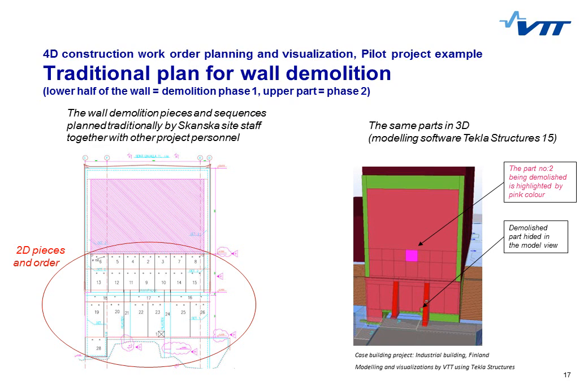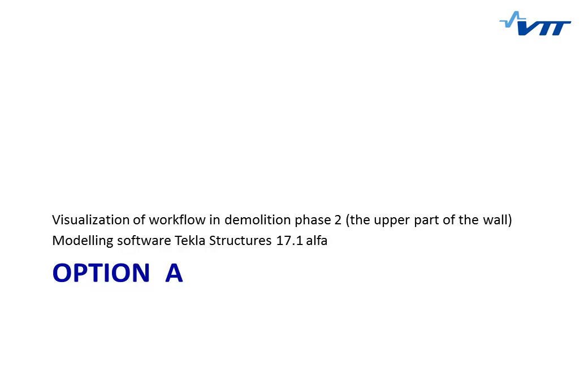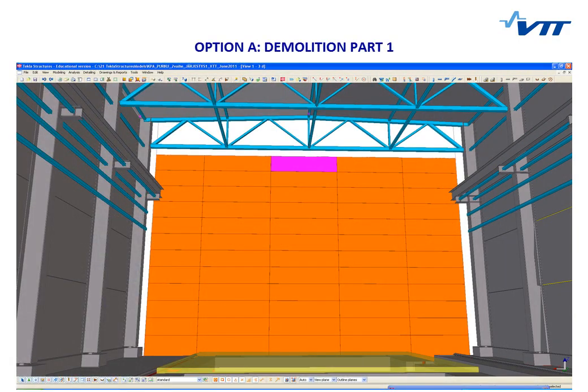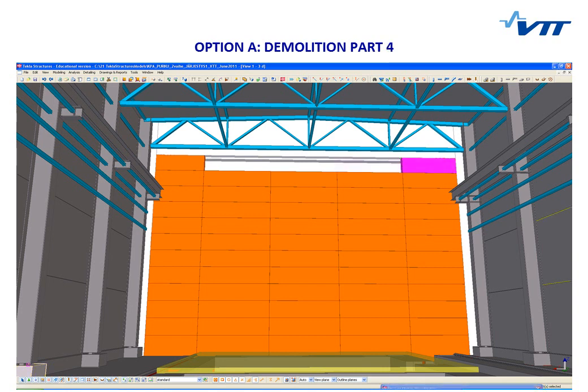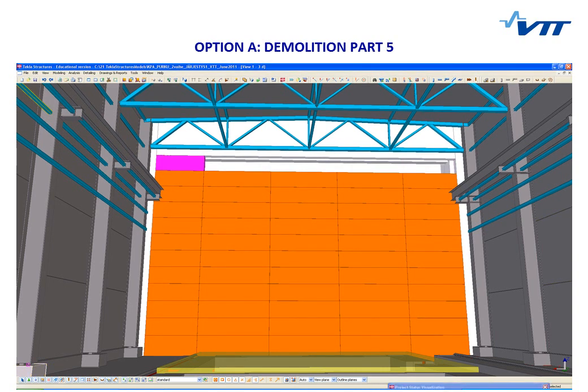Later on, the upper part of the same wall was demolished and another work order visualization was prepared for comparing two alternative sequences. First you will see the BIM-based visualization for option A. It starts from the top of the wall. The part being demolished is highlighted by pink color and is hidden after that in the model view.